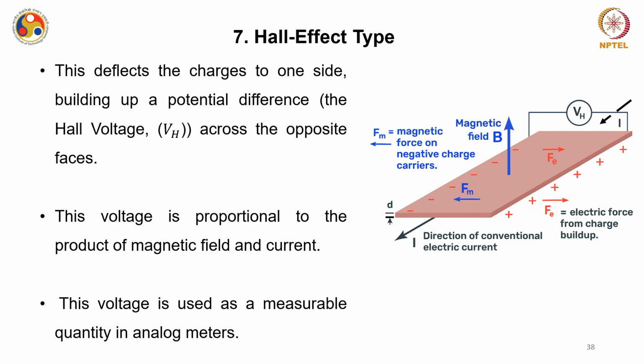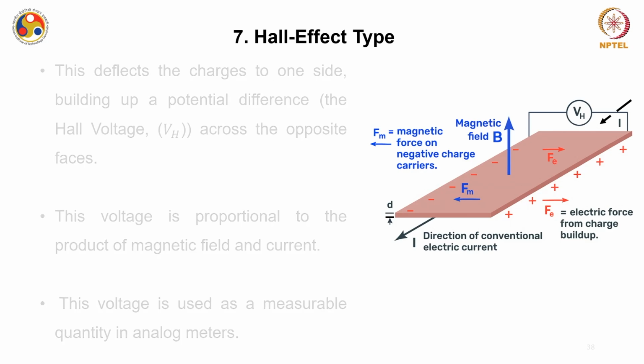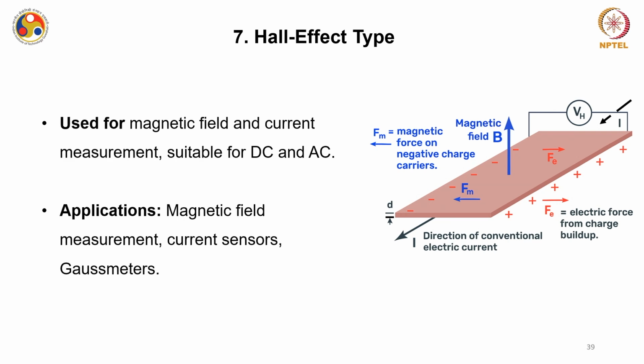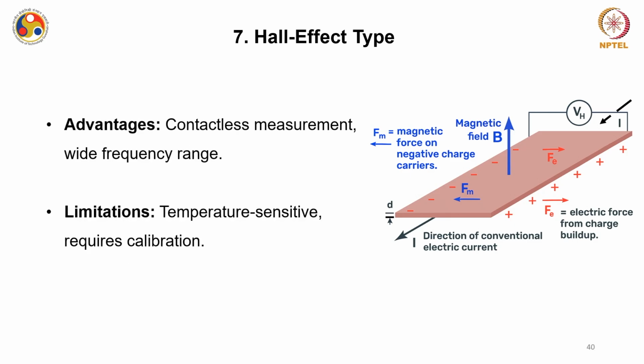Now this voltage is proportional to the product of the magnetic field and the current value. This voltage is used as a measurable quantity when you try to make an analog meter based on this Hall effect. This kind of device is used for magnetic field and current measurement, and is suitable for DC and AC applications. You can also meet Gauss meters or current sensors based on this Hall effect. The advantage is you can do contactless measurement, and the limitation is they are temperature sensitive and require calibration at different stages.